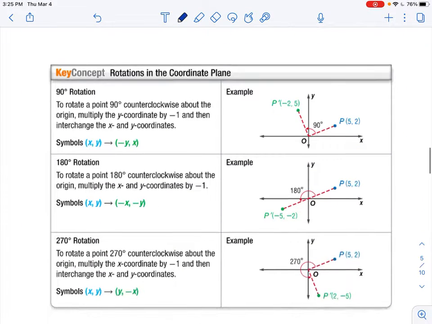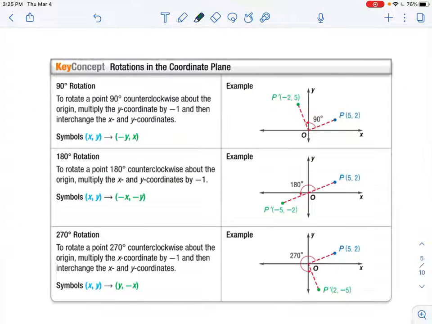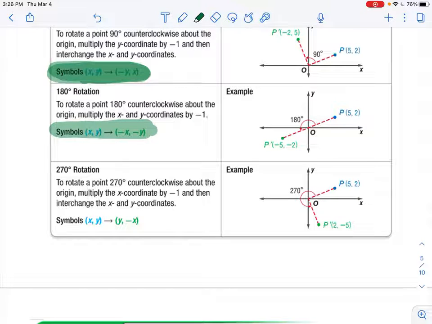All right, now we come to our key concept. How can we use this on a coordinate plane? To rotate a point 90 degrees counterclockwise about the origin, you multiply the y-coordinate by -1 and then interchange them. So basically here is a symbols version, and the y is multiplied by -1, and they are then interchanged. For a 180, you just multiply both the x and y by -1. And for a 270 counterclockwise, you multiply the x coordinate by -1 and then interchange them.